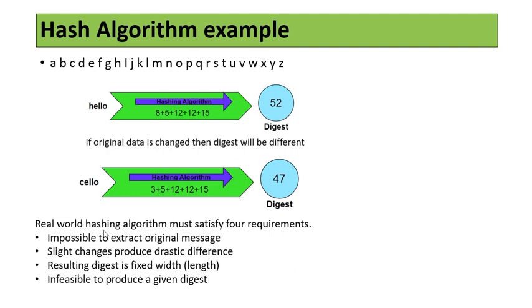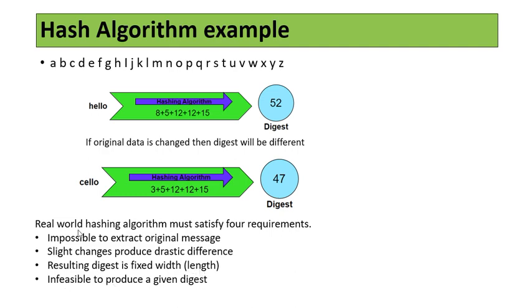Real-world hashing algorithms must satisfy 4 requirements. It must be impossible to extract the original message. Slight changes produce a drastic difference. The resulting digest has a fixed length. And it is infeasible to produce a given digest.